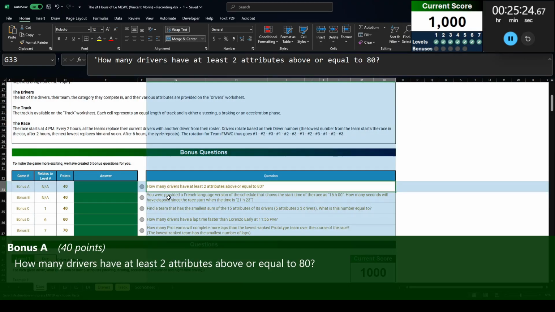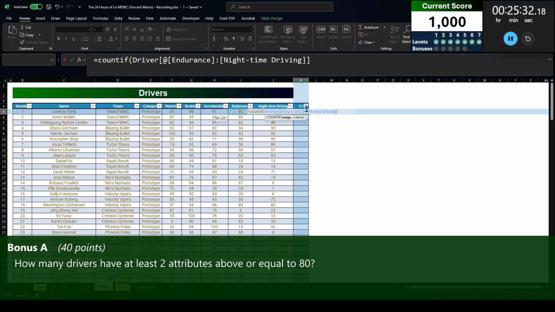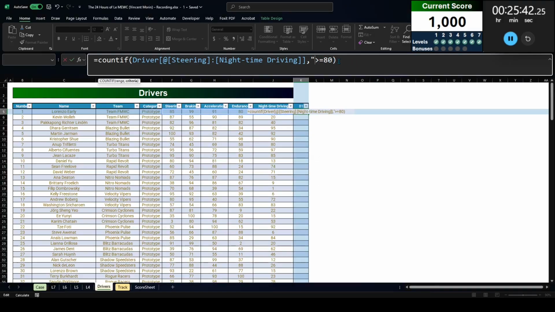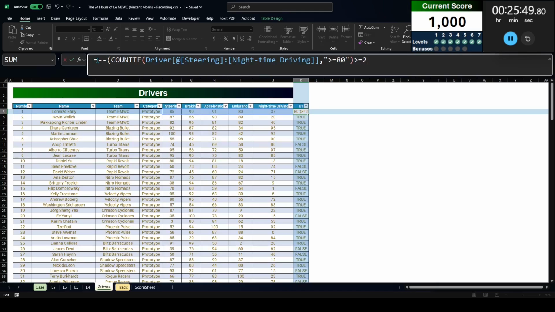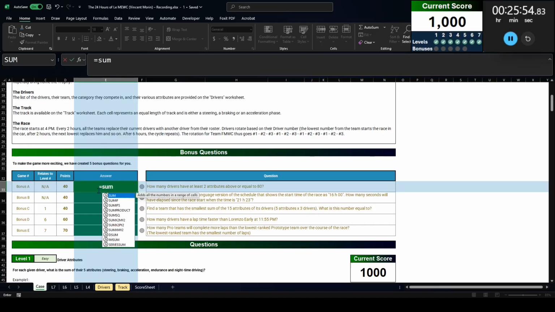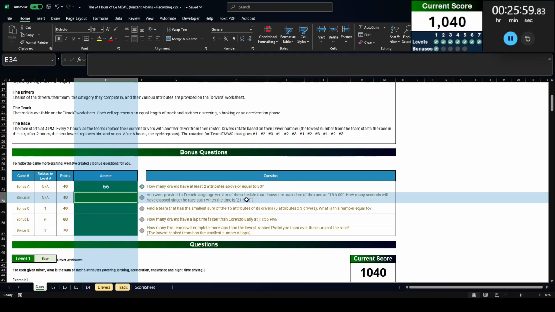Bonus A, how many drivers have at least 2 attributes above or equal to 80? All right, so we go to this driver tab. I'm going to call this B1. I'm going to count if this is above or equal to 80. And let's say, what does it say? At least 2, right? Oh, right. Okay. Yeah, comma. The counting function works that way. And we're going to say above or equal to 2. Let's turn these into numbers. And we are just going to sum that column. There we go.